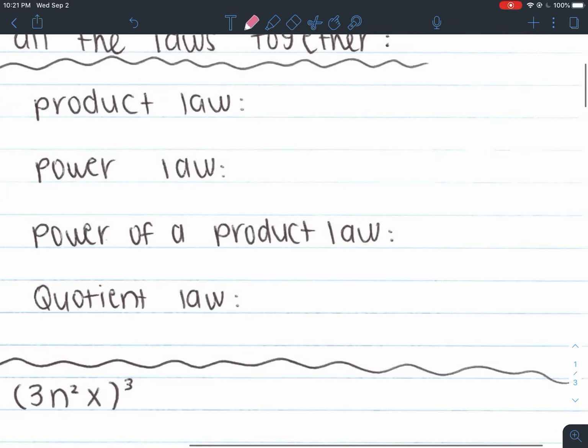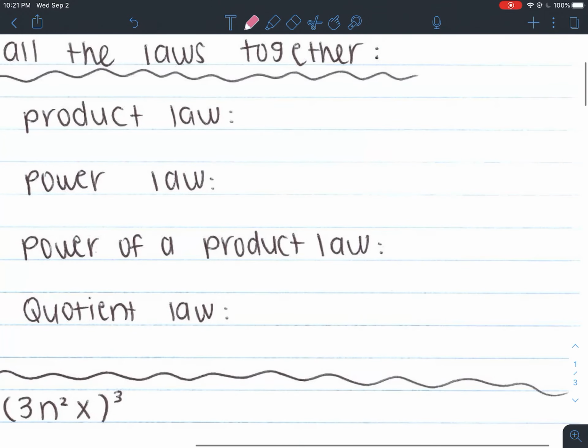So just to review, we're going to go over the formulas for all of these laws. The product law says that if I have two things being multiplied of the same base, I can add those exponents together. So if I have a to the m times a to the n, remember, same base. The base is the larger thing and the exponent is the smaller thing. So the base here would be a. If they are the same base and are being multiplied, then the shortcut is that I would add my exponents.